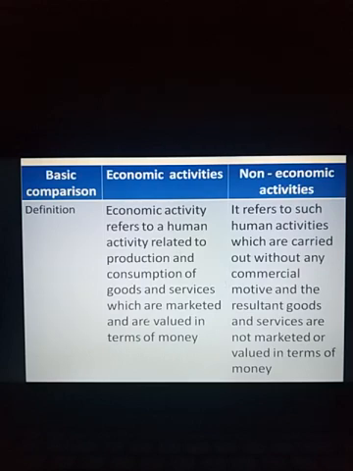Observe this, such a big definition. Here, the key terms are those activities which produce goods and services. Remember, activities related to production and consumption of goods and services, which are marketed. When I use the word marketed, they're sold in the market and they're valued in terms of money. That means those goods and services are produced with a commercial motive, with an intention to sell in the market and to make money. So the idea behind such activities is commercial motive, money or profit. That is the reason why we call them economic activities.